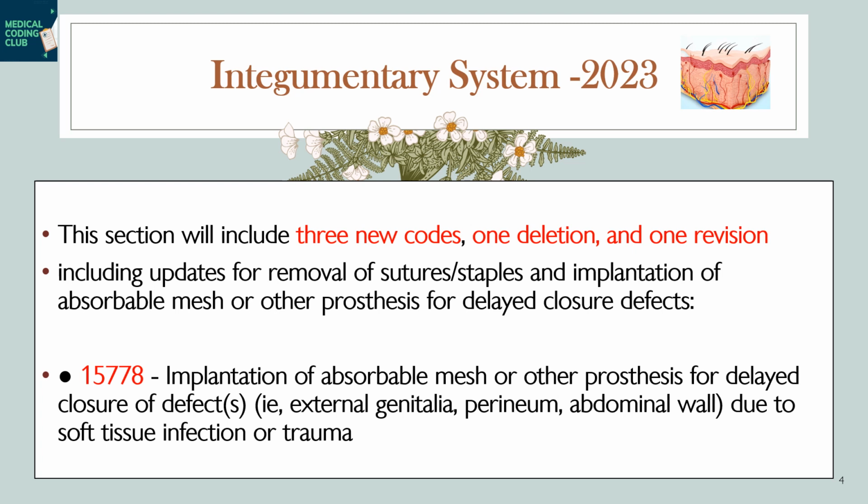In this section we'll include 3 new codes, 1 deletion and 1 revision, including updates for removal of sutures or staples and implantation of absorbable mesh or other prostheses for delayed closure of defects. So 15778 is a new code, and it says implantation of absorbable mesh or other prostheses for delayed closure of defect, that is external genitalia, perineum and abdominal wall, due to soft tissue infection or trauma.